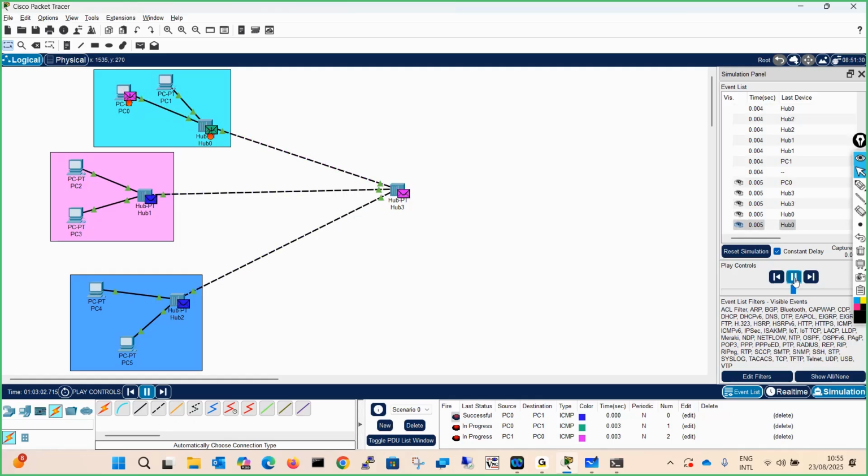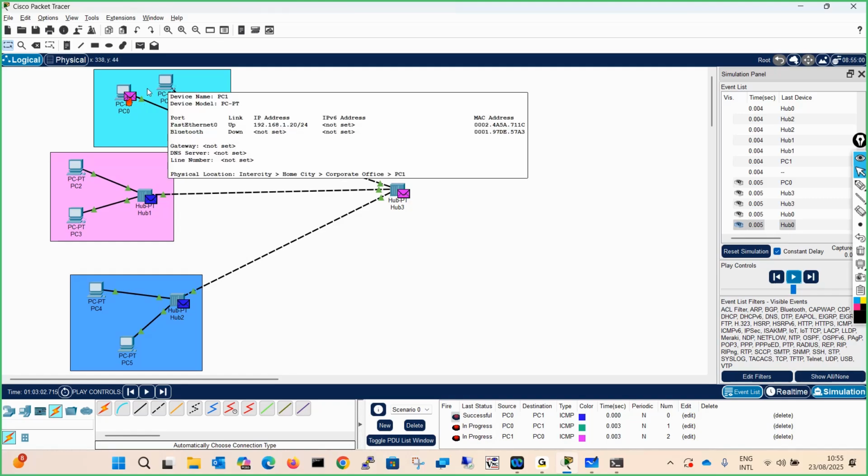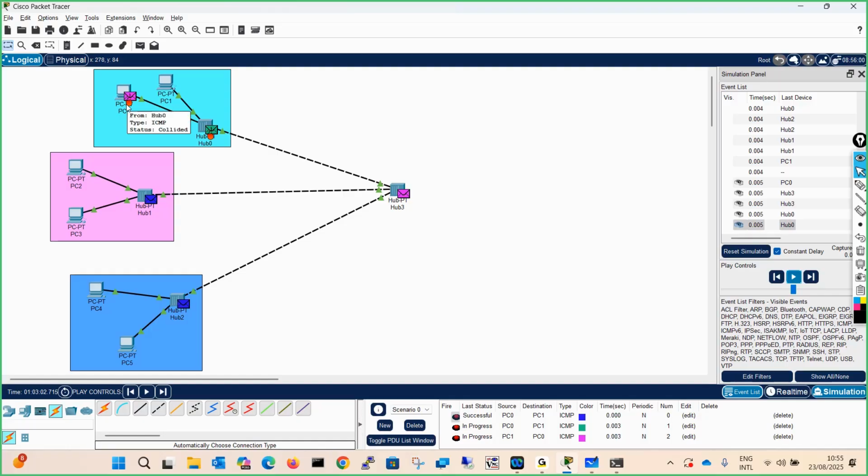Now see over here. PC0 was communicating to PC1. Everything was fine, but PC1 tried to communicate to PC0. Over here you can see the collision has started. There is a collision over here. Why? Because it is a half duplex device. At a time only one device can communicate to another. And not only that, this collision, let's see what happens further.